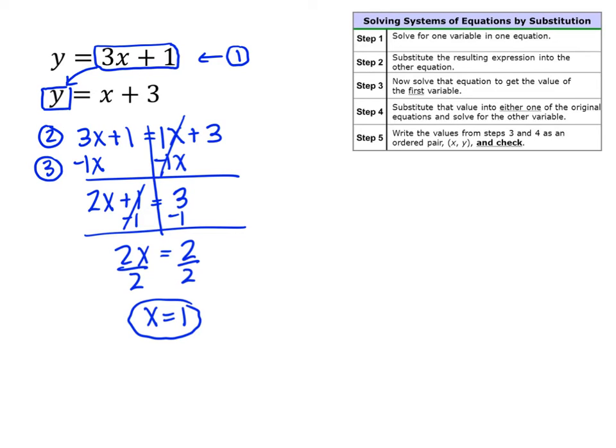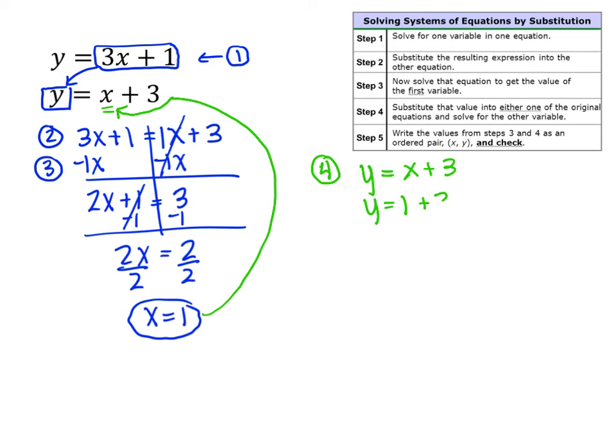Once I know what x is, I get to go back and substitute that value into my equation. I can pick either equation. To me, it looks like it's going to be easier to pick this second equation because y is almost by itself already. So I'm going to put 1 in for x. My fourth step is to substitute that value, 1, into either one of those original equations so I can find the other variable. So y equals x plus 3 is the equation I picked, and I know x is 1. And 1 plus 3 means that y equals 4.